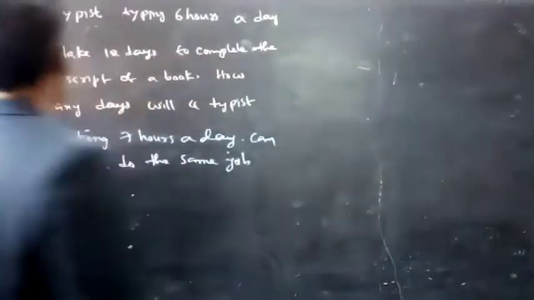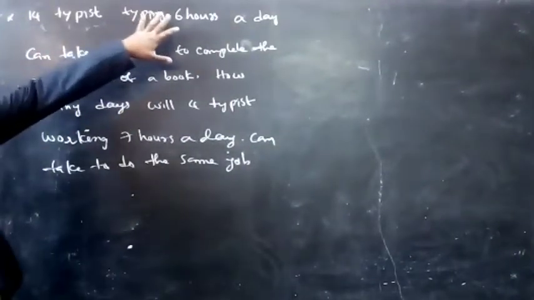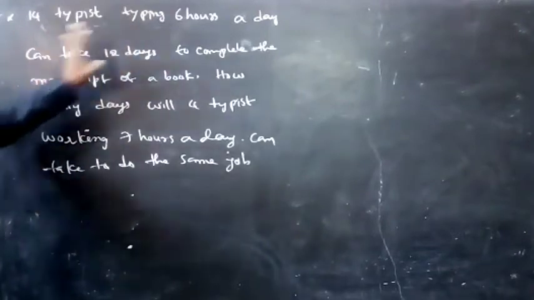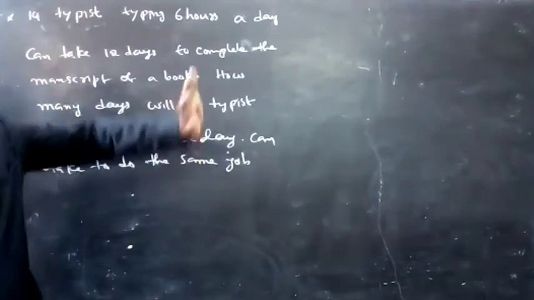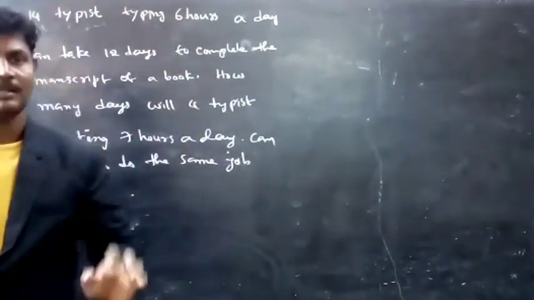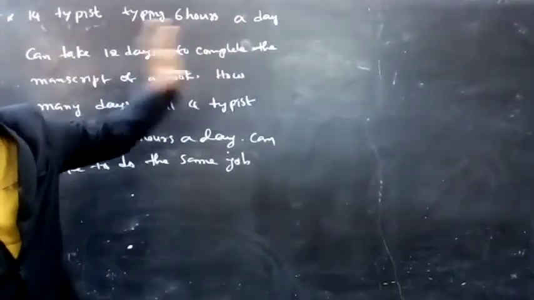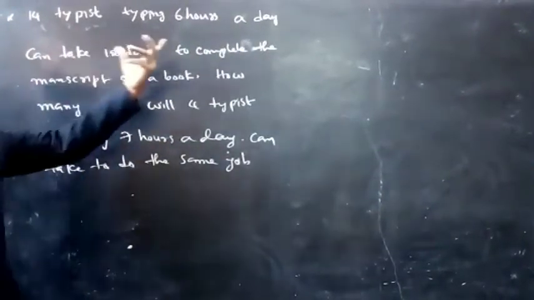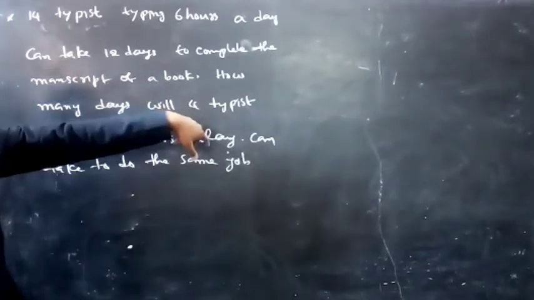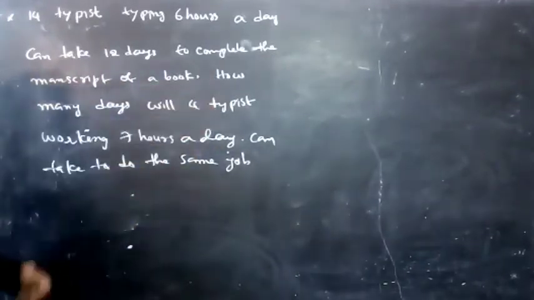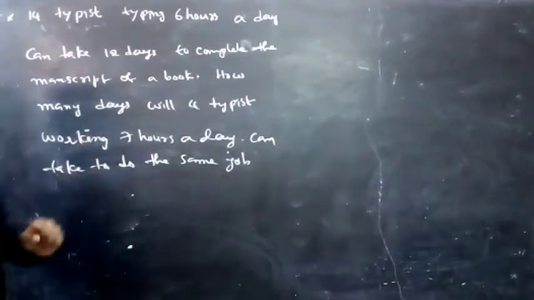See here, 14 typists typing 6 hours a day can take 12 days to complete the book. How many typists here? 14 typists. They are doing 6 hours of work per day and completing the work in 12 days. How many days will 4 typists, working 7 hours, take to complete the same job?